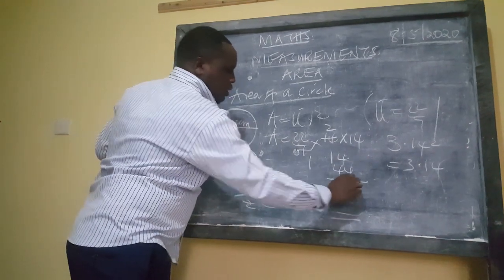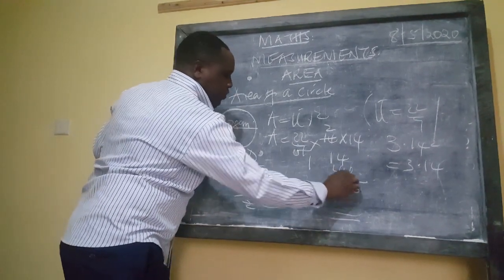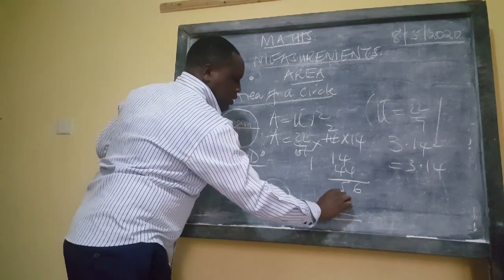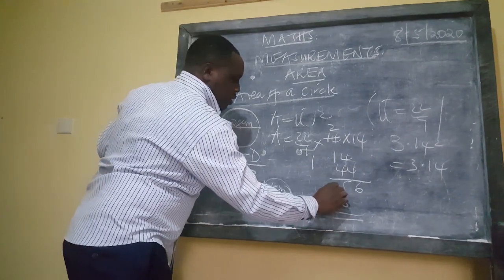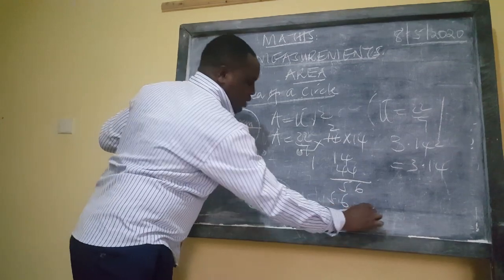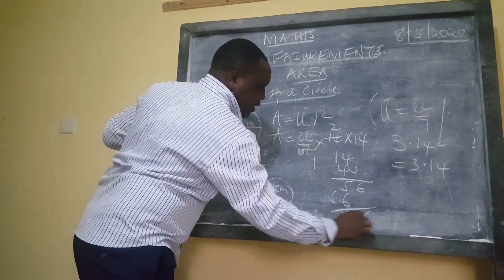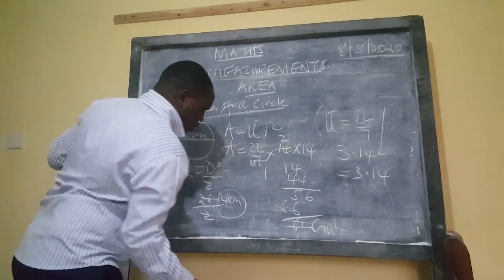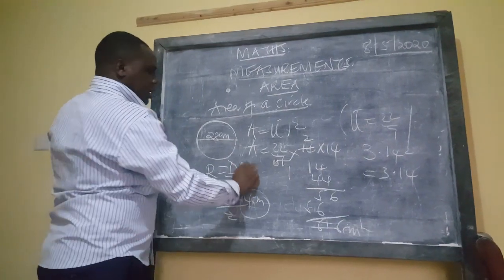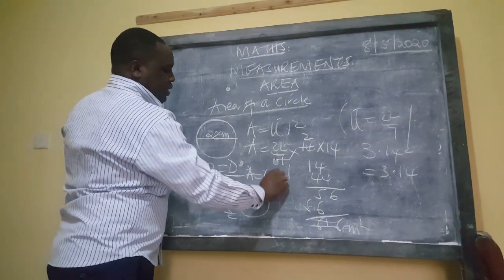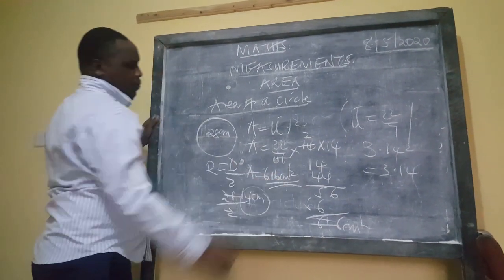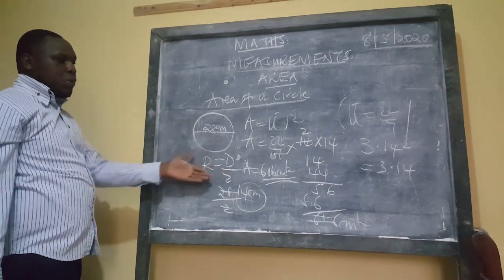This gives you 6. Carry 1, 5. This gives you 6. Then 5. This is going to give you 616 centimeters squared. So our area is going to be 616 centimeters squared. So now that's how you go about it.